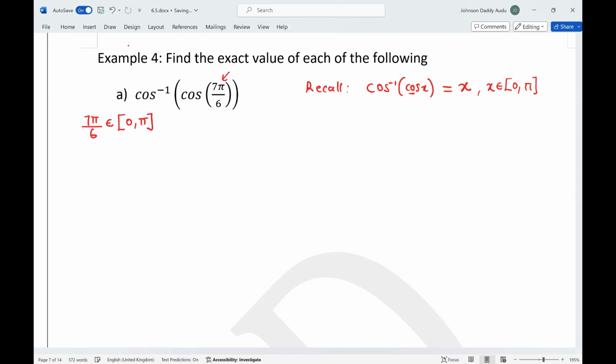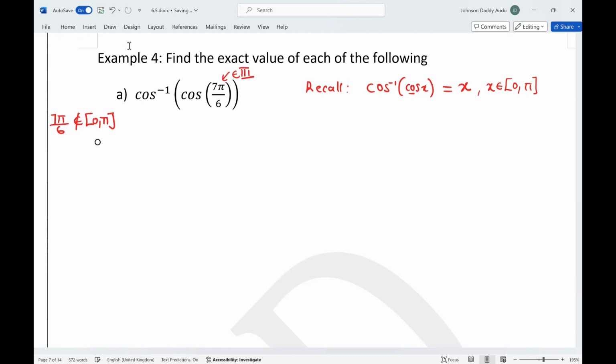But if you look at this, we know that 7 pi over 6 is not inside 0 to pi. So this is not true, and we cannot apply this directly. Let me write it here: 7 pi over 6 does not belong to the interval 0 to pi. So we have to do something else. Now, 7 pi over 6 is in which quadrant? This is in quadrant number 3.